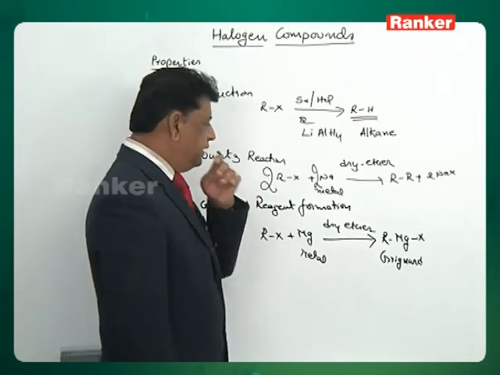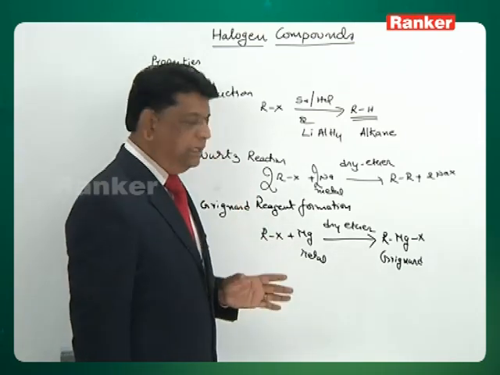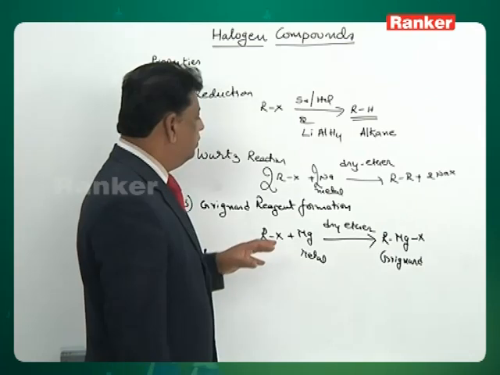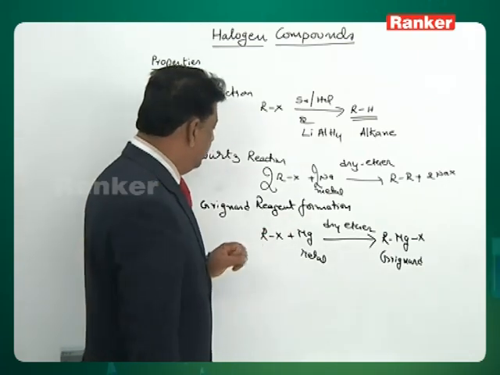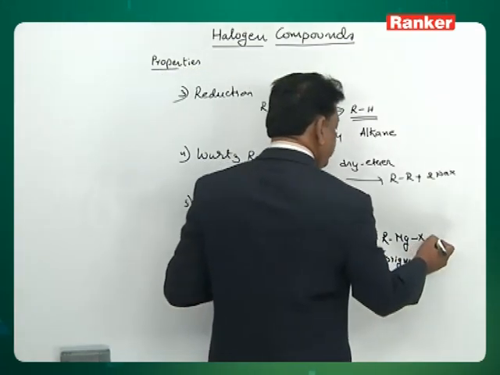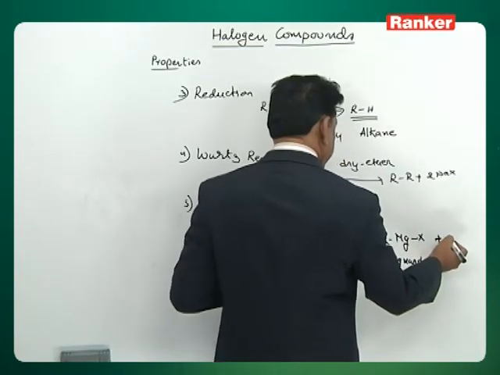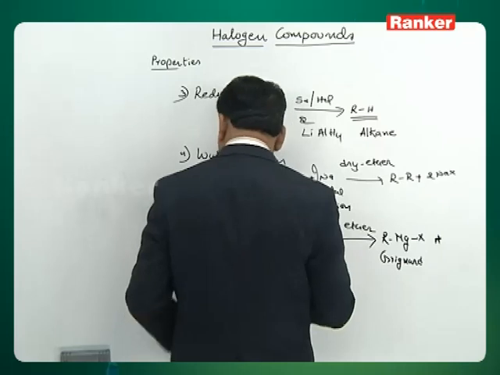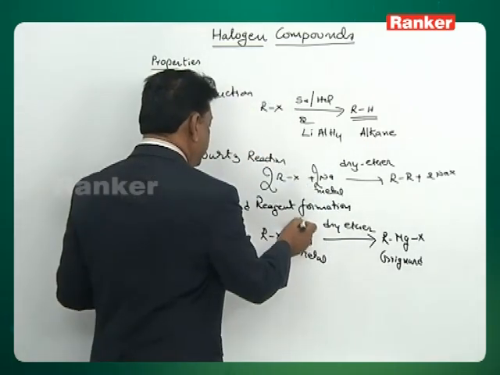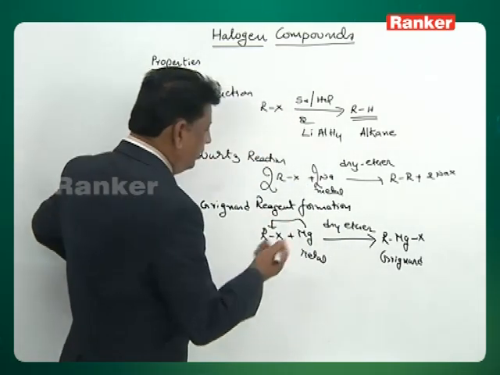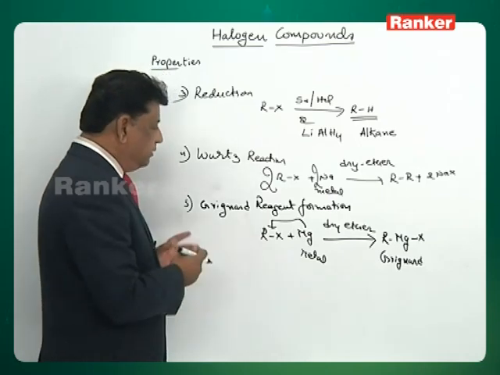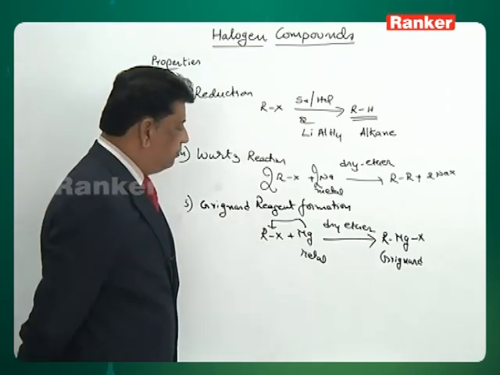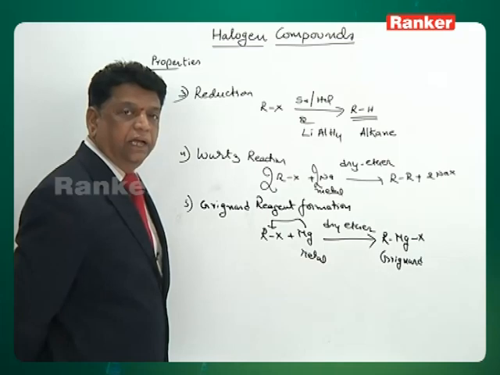The applications of the Grignard reagent we will take up separately, but how easily the Grignard reagent can be prepared can be understood here. Magnesium takes away the one halogen, it is just inserted. In fact, no byproduct is formed. The magnesium inserts and you will get RMgX formation. This is the other reaction.